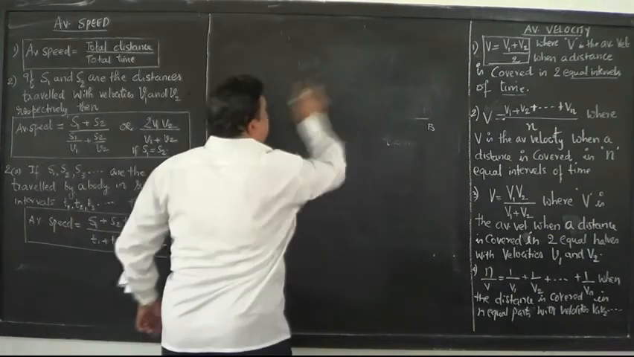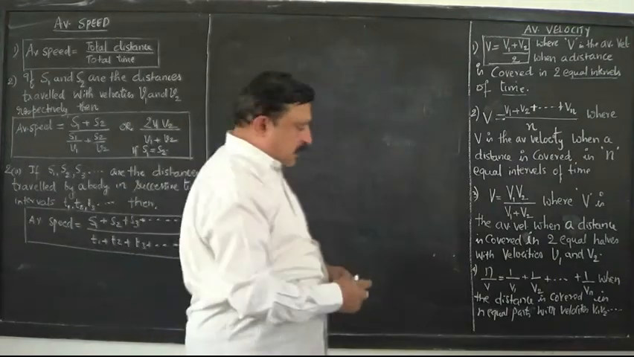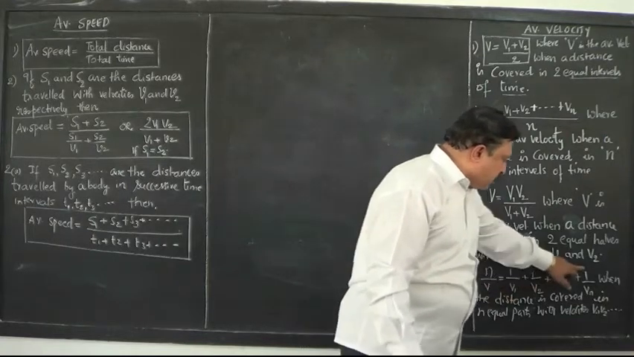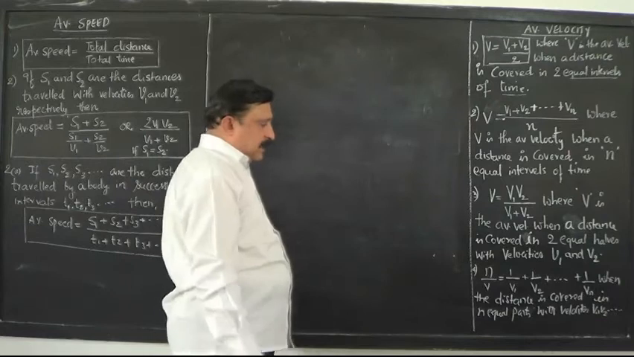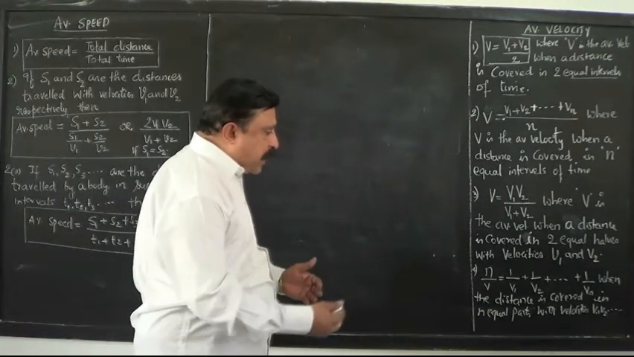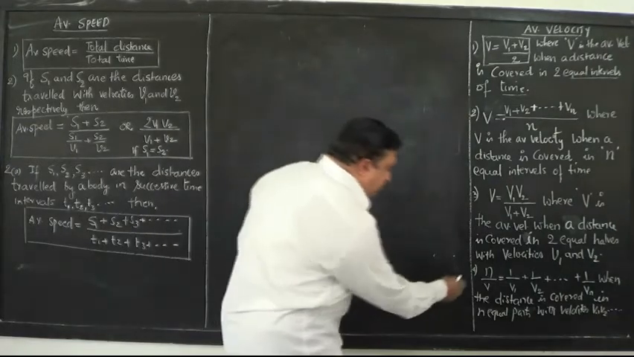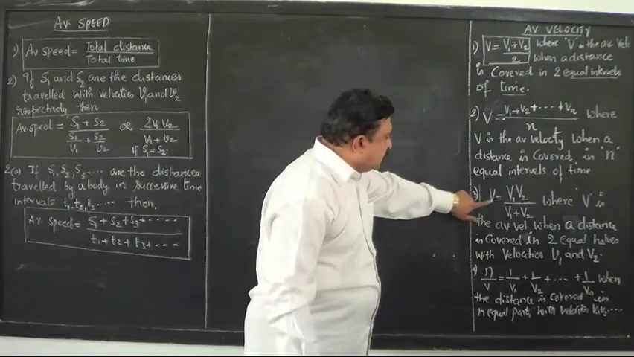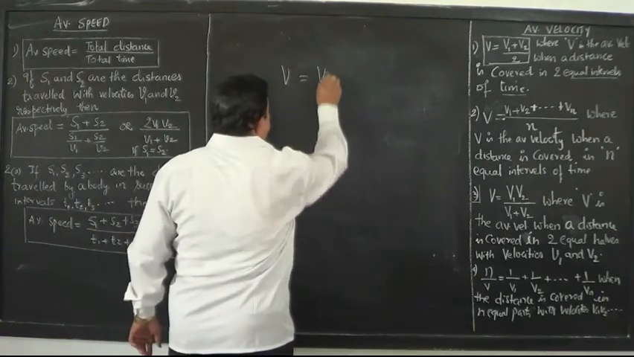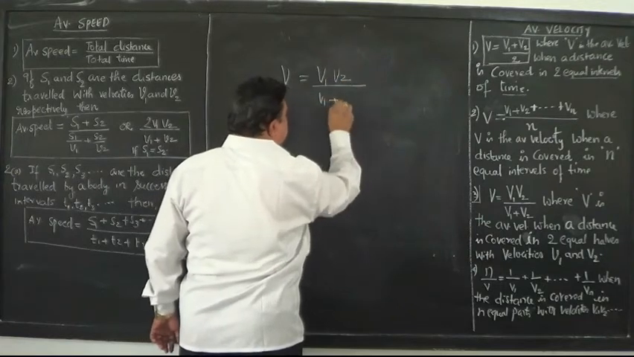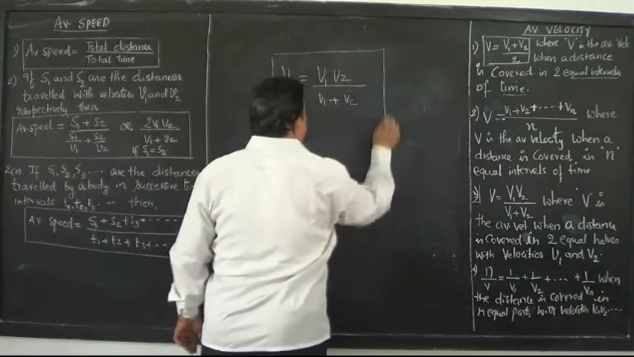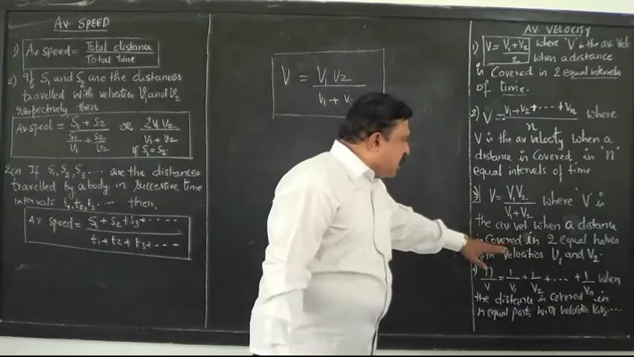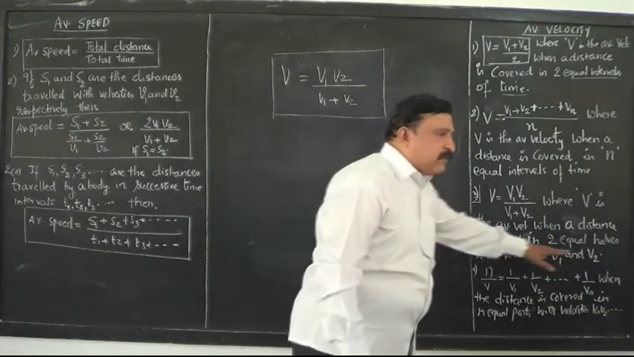Now here we also have one more last basic formula, that is n by V equals 1 over V1 plus 1 over V2 etc. plus 1 over Vn, where the distance is covered in n equal parts with velocities V1, V2 and V3. Before coming to this, I would like to tell you about another average velocity formula. V equals V1 V2 divided by (V1 + V2). This formula is used to calculate the average velocity of a body when a distance is covered in two equal halves with velocities V1 and V2.